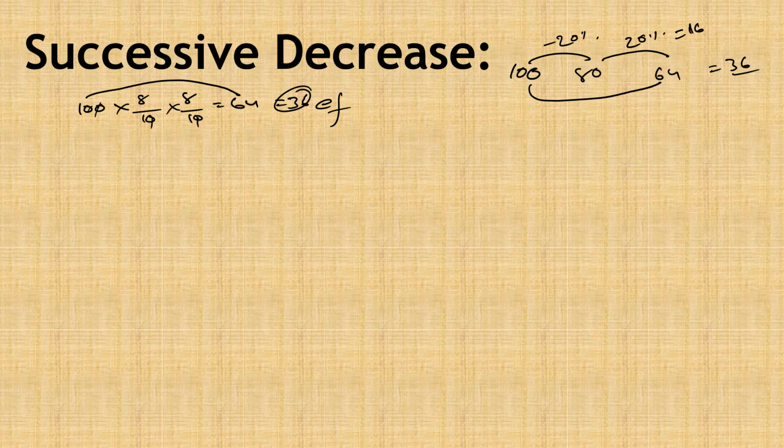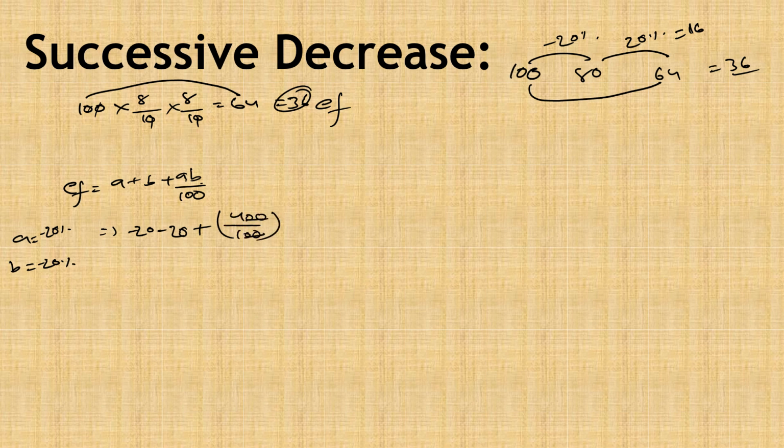The formula is the same for successive decrease, that is effective change is equal to a plus b plus ab by 100. Here the value of a is minus 20%, value of b is minus 20%. That implies minus 20, minus 20. A into b, minus 20 into minus 20, you will get the plus value, minus into minus is plus, that is 400 divided by 100. Zeros get cancelled. We get here minus 40 plus 4 is equal to minus 36%.